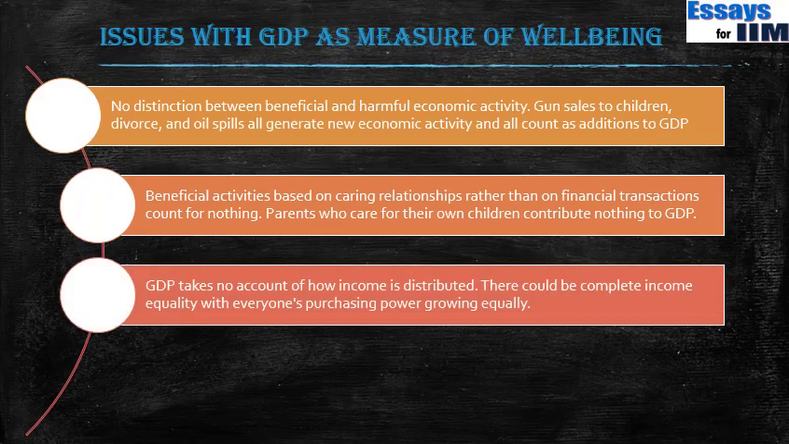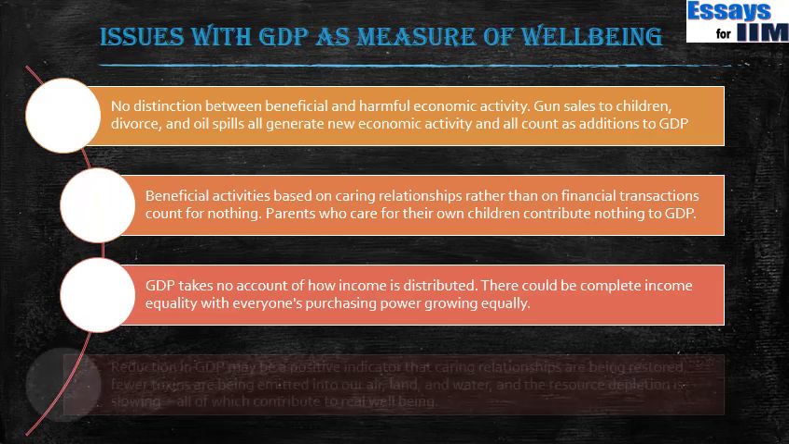Similarly, GDP takes no account of how income is distributed. So if I have a country where the rich are super rich and the poor are super poor, your per capita GDP will be alright, but it will obviously be an incomplete picture, because everyone's purchasing power is not growing or is not equal.